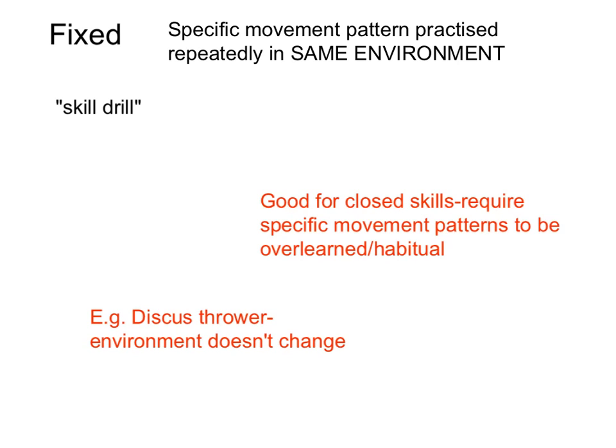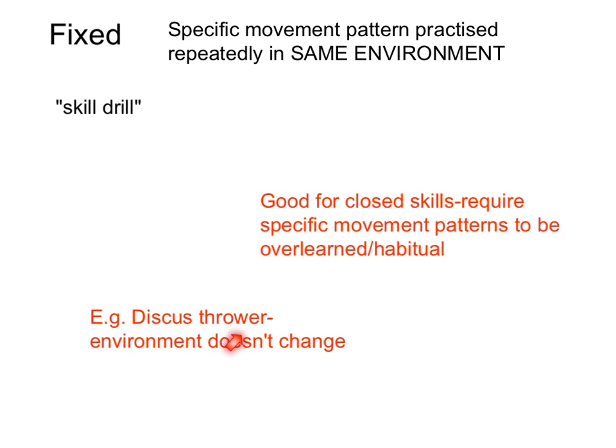The next practice method we're going to look at is fixed practice. Fixed practice is where we practice a specific movement pattern repeatedly in the same environment. So the environment does not change at all. It's also known as a skill drill. When you've got closed skills that are not affected by the environment, this type of practice is perfect for these closed skills. The reason is that the skill is not affected by the environment, so it is the same movement pattern. Once you learn it, it's always going to be the same.